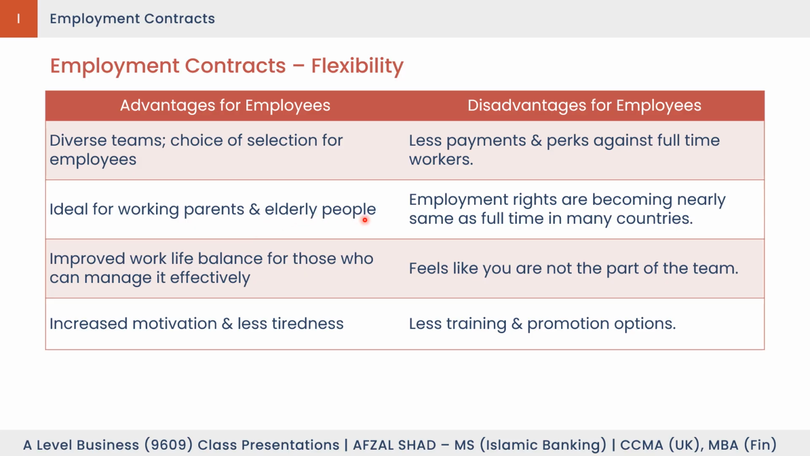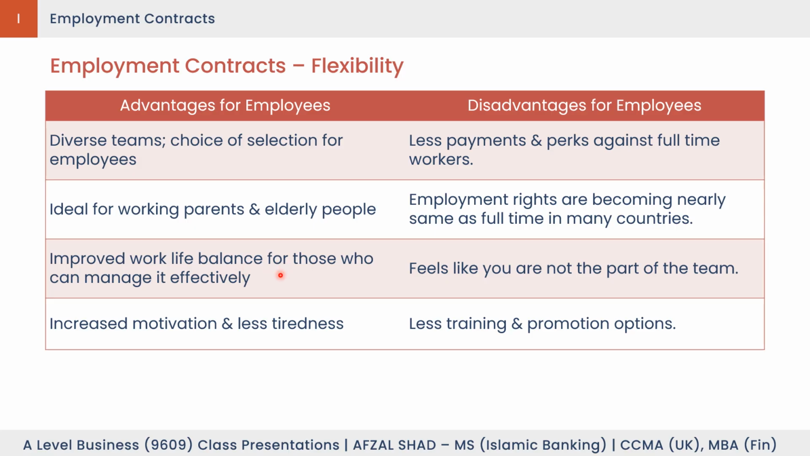Ideal for working parents and elderly people, especially the working parents, those who have to take care of their families. One parent works in the morning, one works in the evenings, so that they can adjust themselves. If flexibility is there, both parents can adjust their jobs, because they have to give time to their children as well. And also the elderly people who cannot wake up early in the morning, or in extreme weather conditions cannot come early or go late, can adjust their timings accordingly.